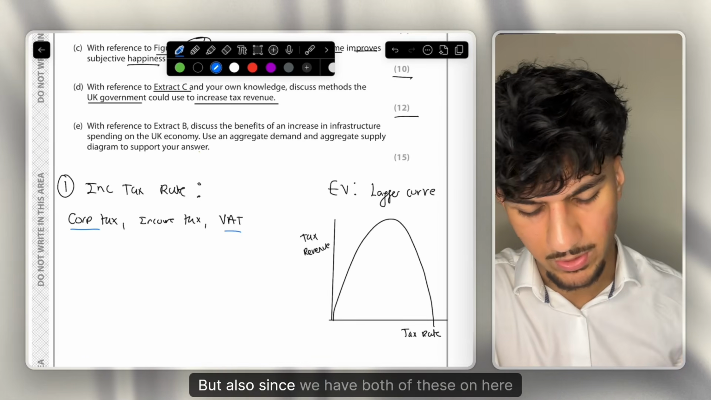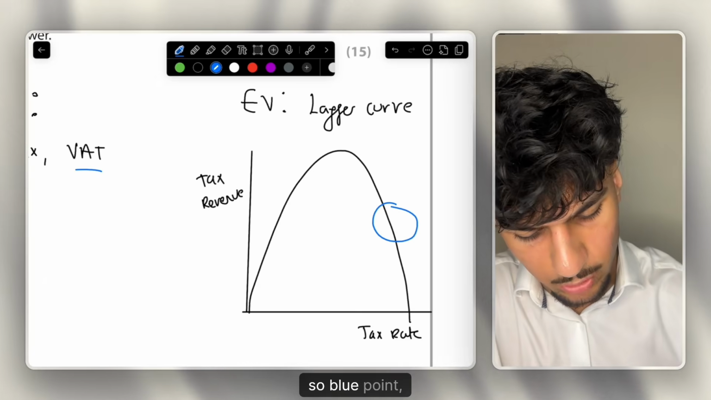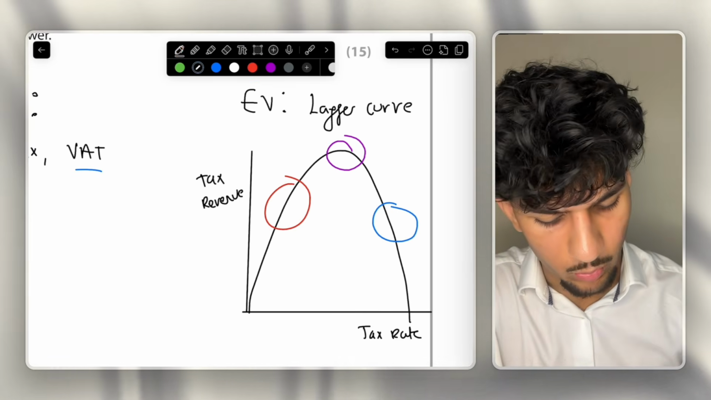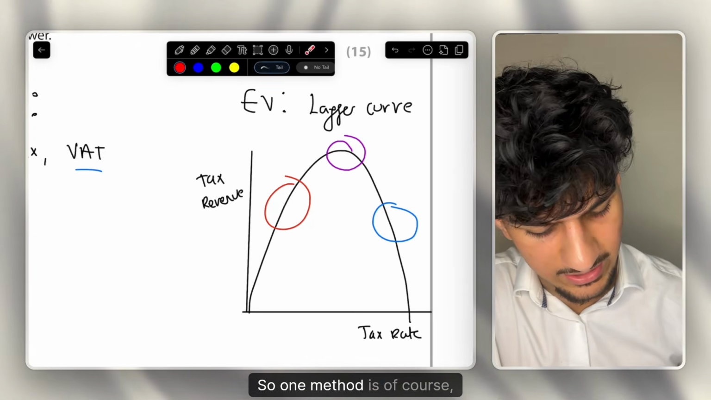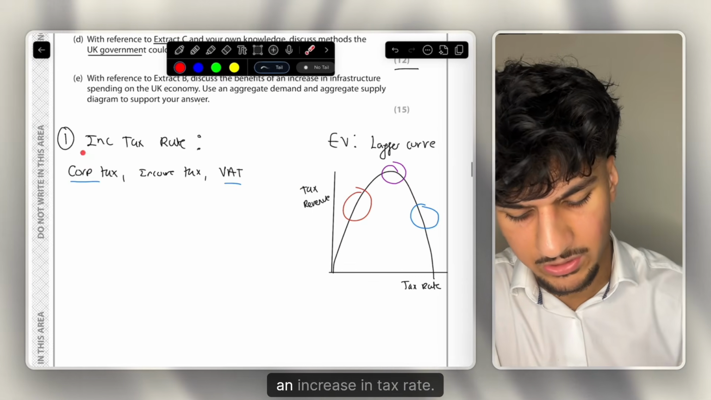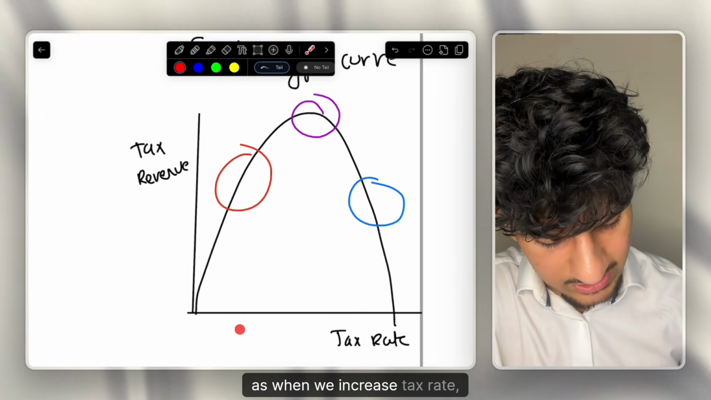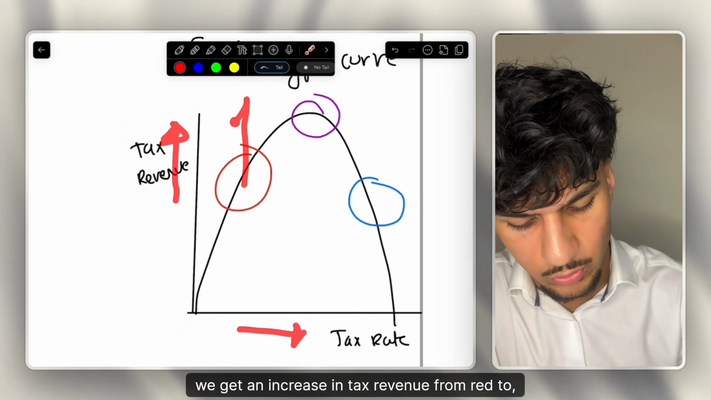But also, since we have both of these on here together, what does this show? So I'm going to label three points: blue point, purple point, and red point. So what's another method we can use to increase tax revenue? One method is, of course, like we've just mentioned, an increase in tax rate. Where can we see that? We can see that from the red to the purple point, as when we increase tax rate, we get an increase in tax revenue.